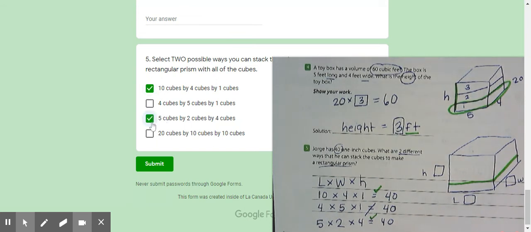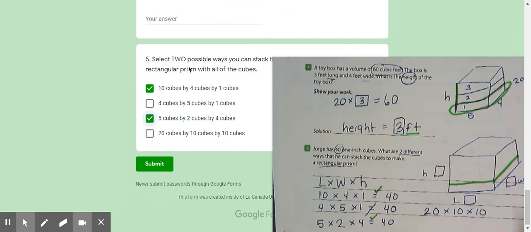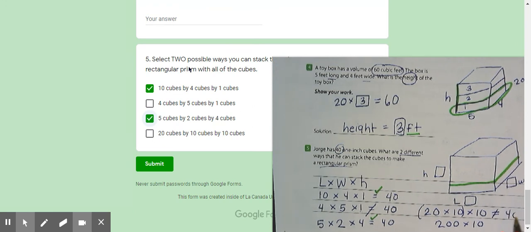The last one, now this one shouldn't work because it says select 2. This one's really big. It's a 20 by 10 by 10. Now I can see if I added all these together, it would be 20 plus 10 plus 10 does equal 40. But multiplying them right away, the base layer here, 20 by 10 would be 200. And then you would have 10 layers of 200. So I know that that's going to be 2,000. This guy does not equal 40.